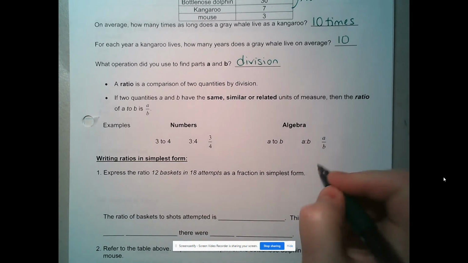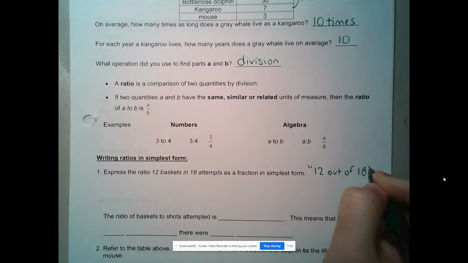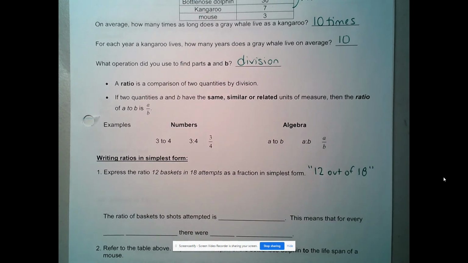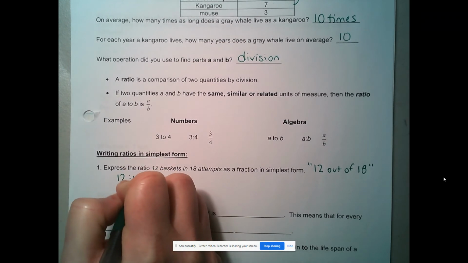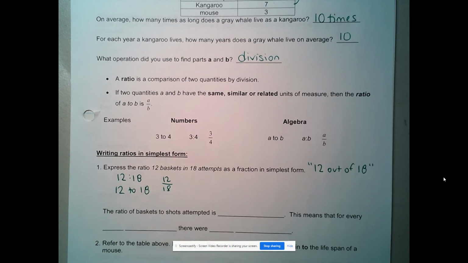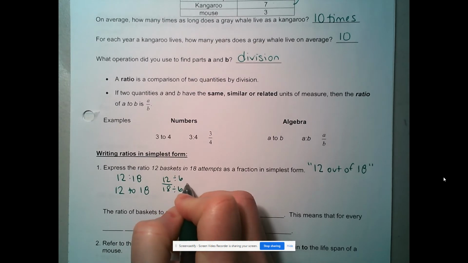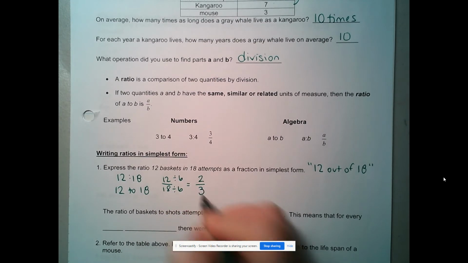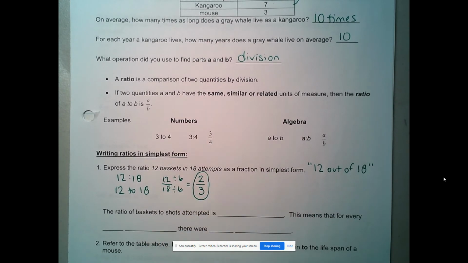So what this is really saying is 12 out of 18. This person that's shooting baskets made 12 out of 18. So we can write it as 12 with a colon 18. We can write 12 to 18, or we can write it as the fraction 12 over 18. This question asked for fraction in simplest form. So we would take 12 over 18. We would find that they are both divisible by 6, and that it would be 2/3. So the answer to this question, fraction in simplest form, is 2/3.